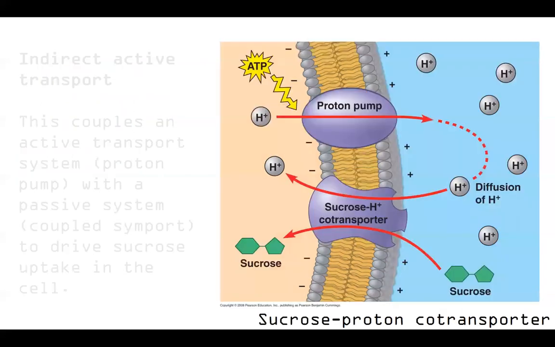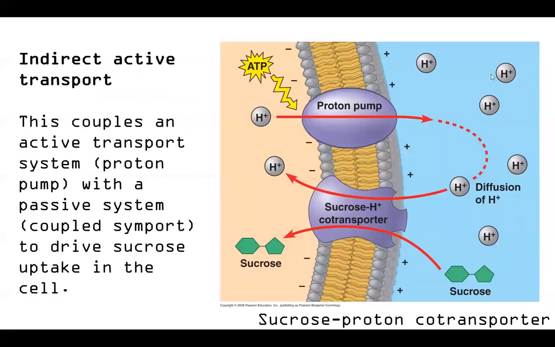So let's look at what's going on here. This is that same proton pump that we just found, okay? And you may have been wondering why we want a bunch of protons out here. Now it's about to become clear. Here we have a carrier protein that is a sucrose proton cotransporter. So this is a coupled transport mechanism that uses symport. So notice the same direction.